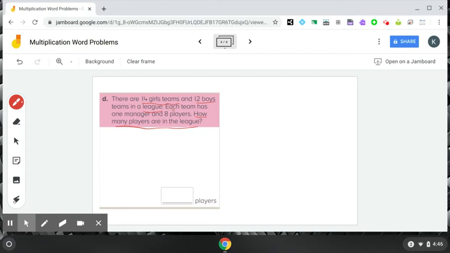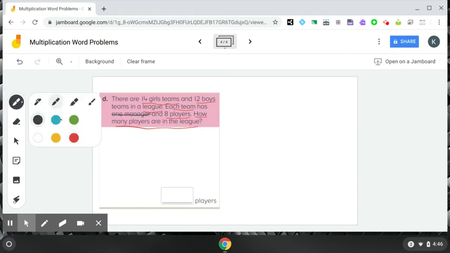There's also some other important information here, and here's that word each. That's a key word for us to think about. Each team has one manager and 8 players. The question is asking, how many players are in the league? Does it ask anything about managers? It doesn't. This is extra information we don't need.